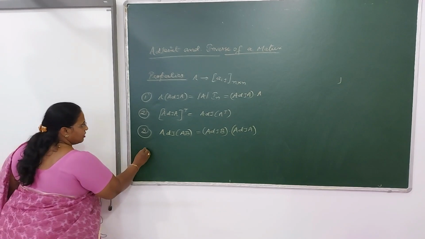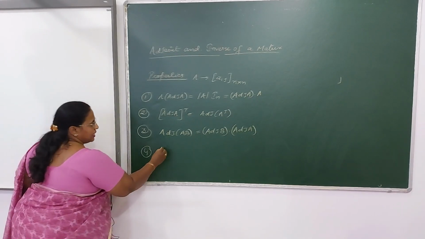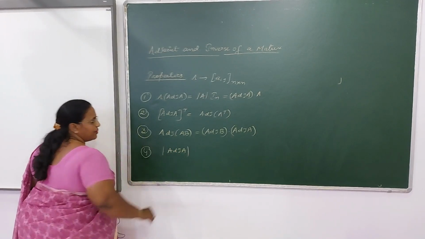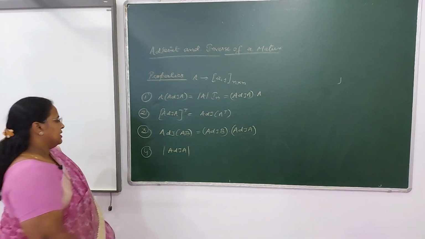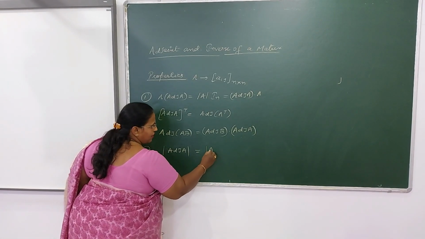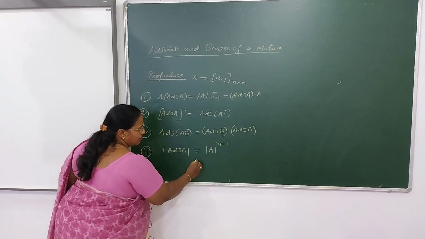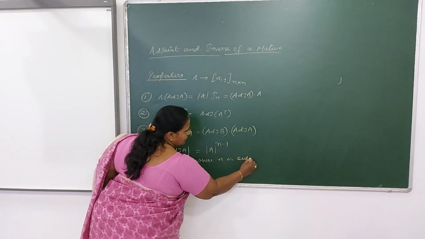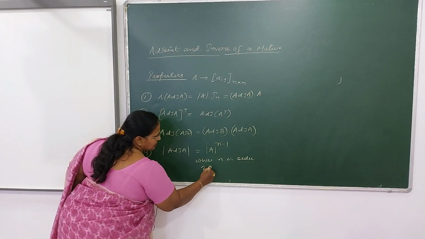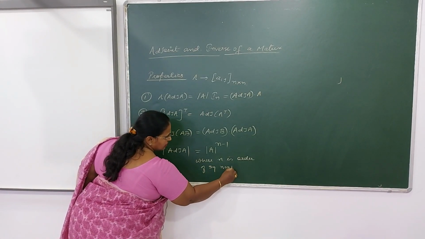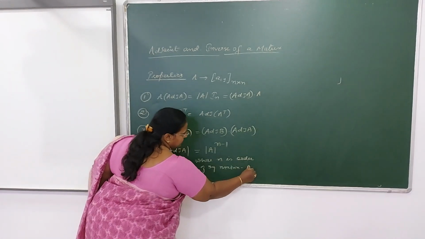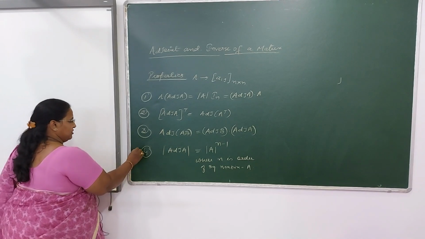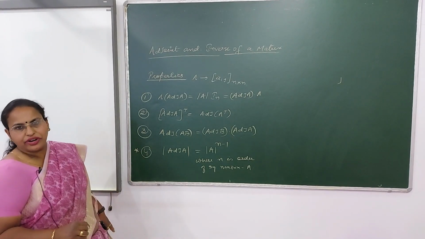Okay. The fourth property: determinant of adjoint of A is equal to determinant of A to the power n, where n is the order of the square matrix A. These three come for verification. This is a 1 mark question. Directly you can use it wherever required.